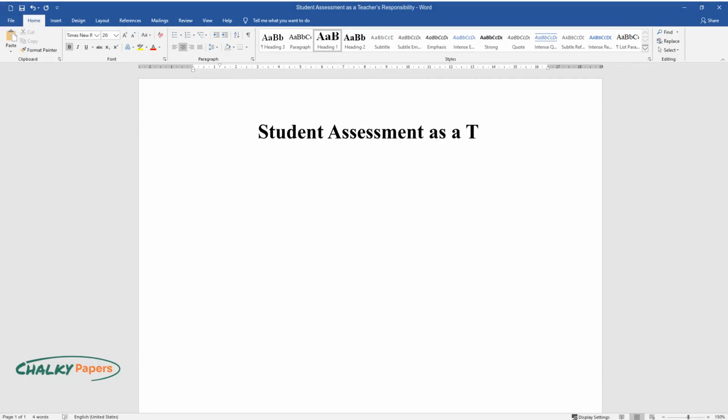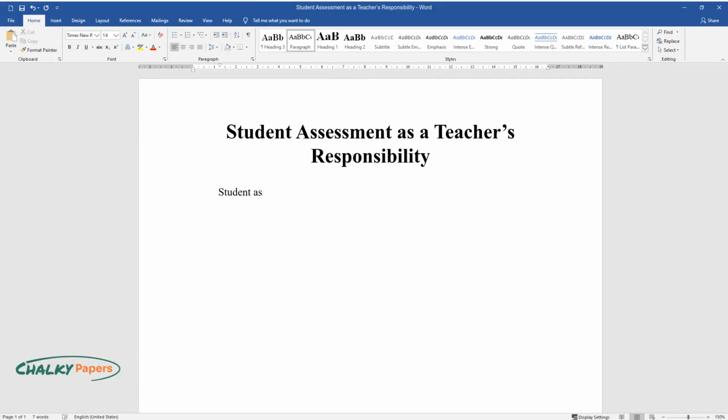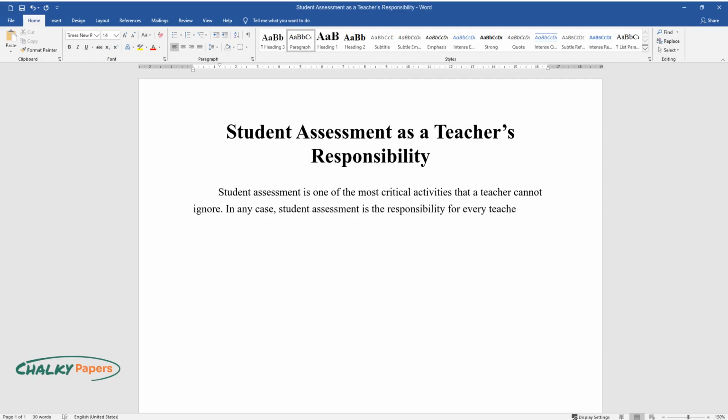Student assessment as a teacher's responsibility. Student assessment is one of the most critical activities that a teacher cannot ignore. In any case, student assessment is the responsibility of every teacher. Student assessment entails evaluating the learning and development of a student.